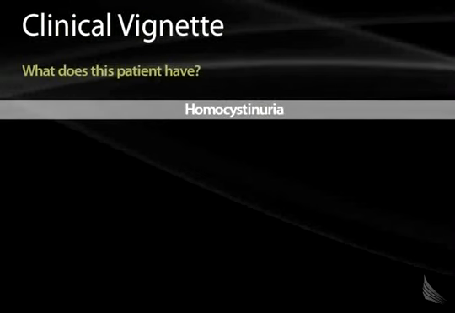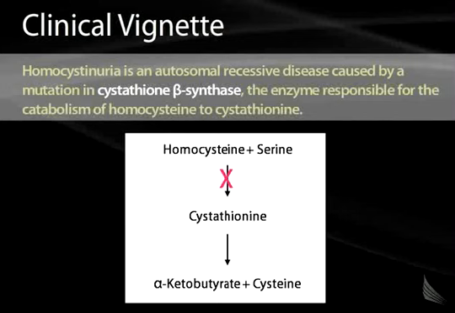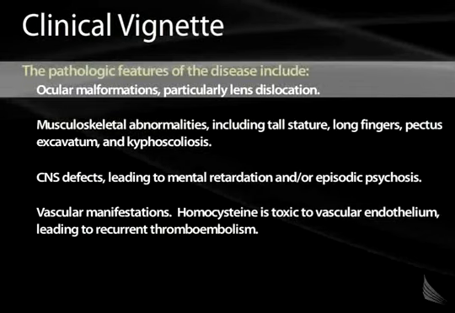This patient has a disease called homocystinuria. Homocystinuria is an autosomal recessive disease caused by a mutation in cystathionine beta synthase. This is the enzyme that's responsible for the metabolism of homocysteine to cystathionine in combination with serine.